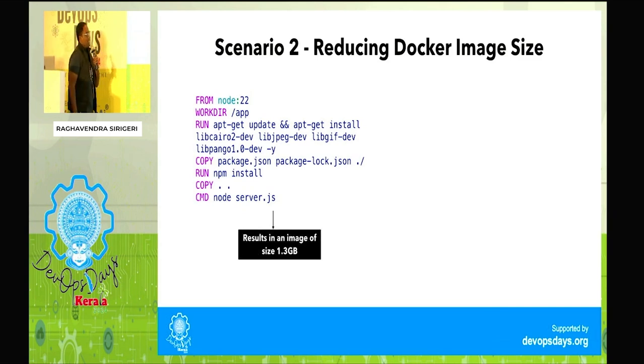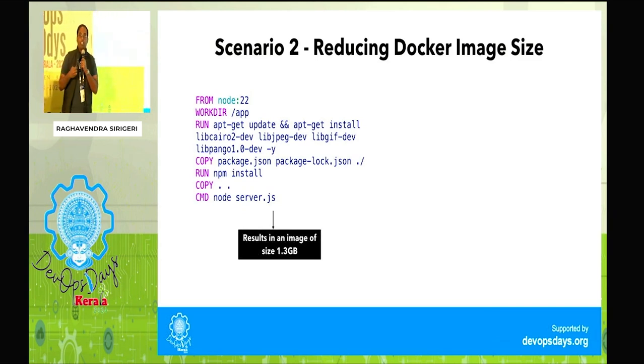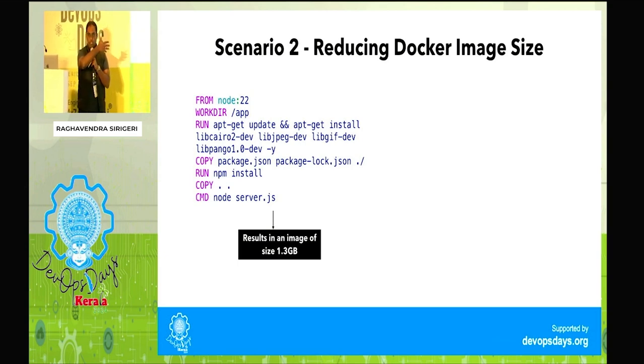So let's look at another scenario of actually reducing Docker image sizes. If you see, this simple Docker file results in an image of 1.3 GB. And do you know which layer is eating up most of the space? Can anyone guess? Which one? Yes, the base image layer, that Node 22 itself, I think is more than 1.2 GB. So that's why this whole Docker image results in 1.3 GB. Any other reasons maybe?